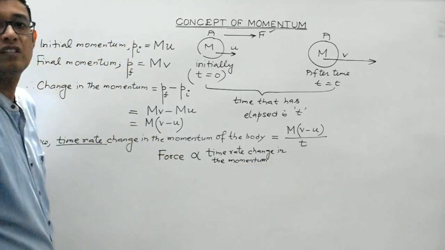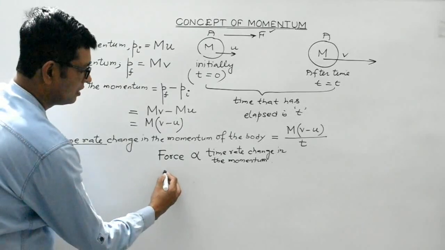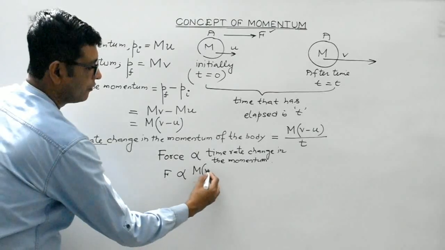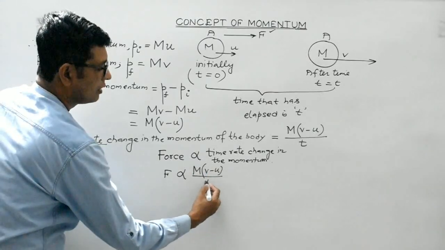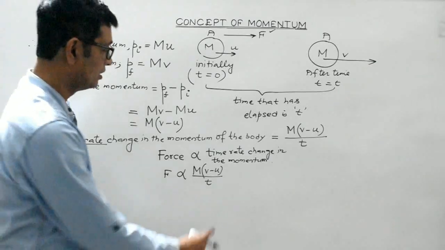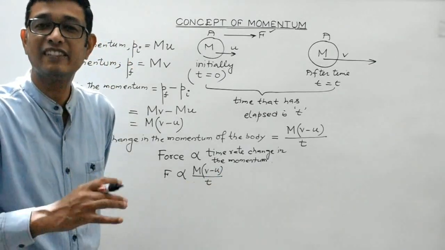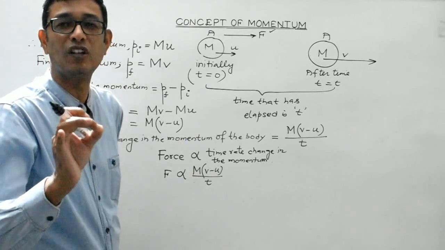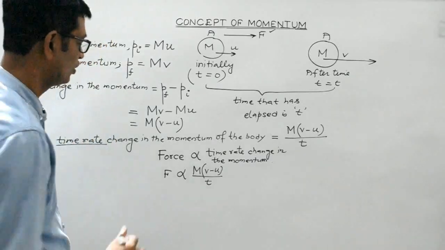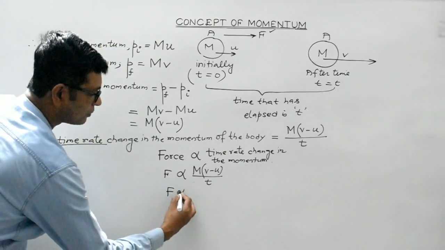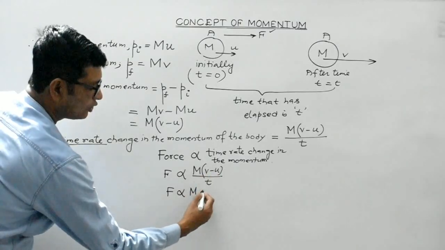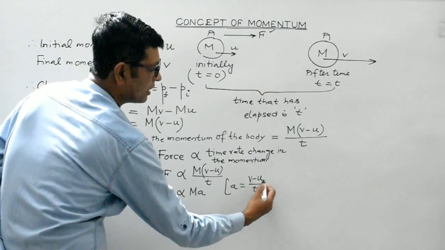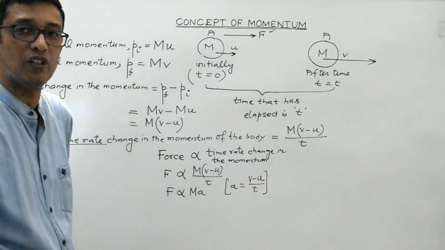This is as per Newton's second law. So what you get is, force can be represented by F is proportional to m (v minus u) divided by t. Now students, you remember (v minus u) by t, that is the time rate change in the velocity of the body. And time rate change in the velocity of the body is known as acceleration. So we can write it as F is proportional to m, and (v minus u) by t is acceleration. A is acceleration, which is (v minus u) divided by t. It is the time rate change in the velocity of the body.